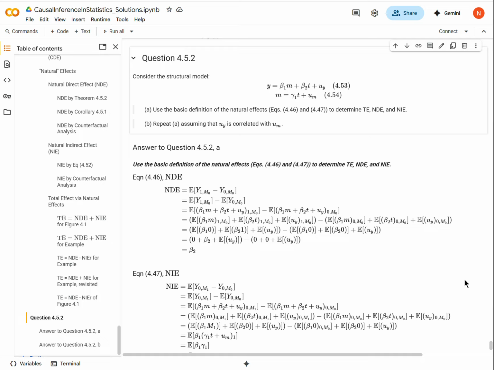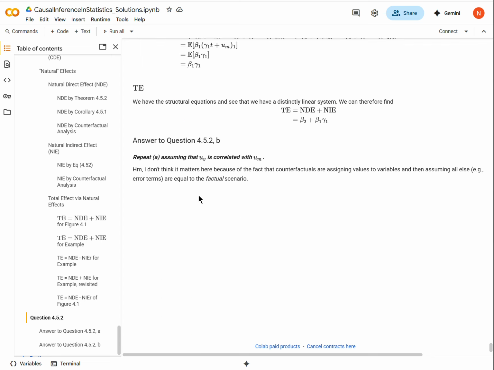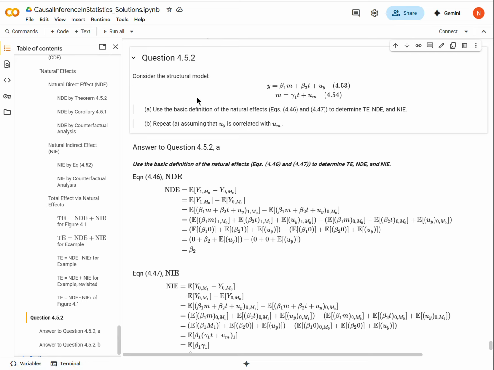We are in causal inference and statistics. It never scrolls the first time I grab that, don't know why. We're in this book right here, and we are in chapter 4, dealing with counterfactuals. And we're in a section of chapter 4 that is dealing with mediation.